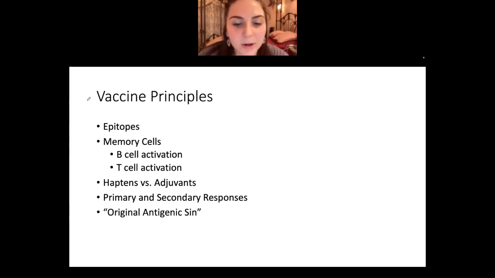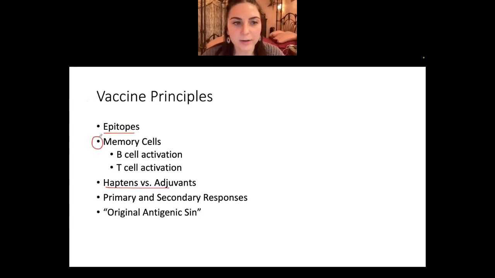Okay, so here are some principles behind vaccines. We have to talk about epitopes. You have to know about memory cells, so we have to go back to B-cell activation and T-cell activation. Here's something a little bit new: haptens versus adjuvants, and then primary and secondary immune responses, and then original antigenic sin. So this is an outline of what we're going to talk about.